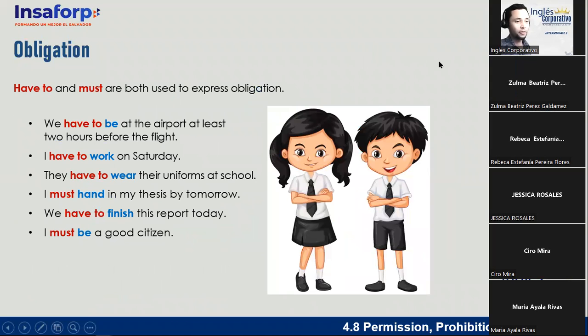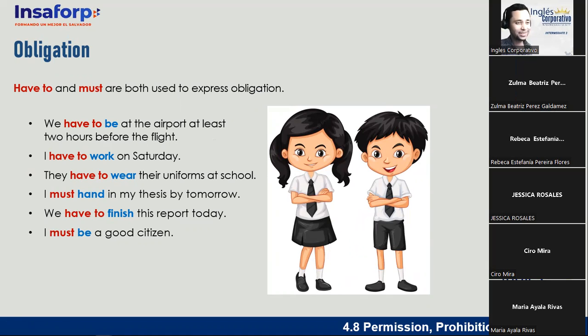Now, let's talk about modals of obligation. Have to and must are both used to express obligation. And you have some examples. The first one, Ciro, please help me read the first example. The first example. We have to be at the airport at least 2 hours before the flight. Aha, we have to be at the airport at least 2 hours before the flight.